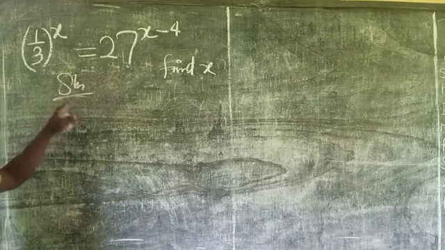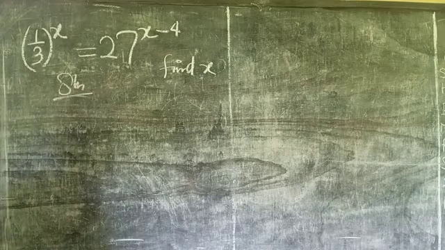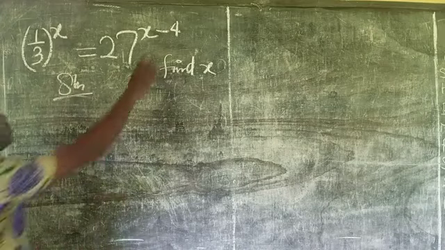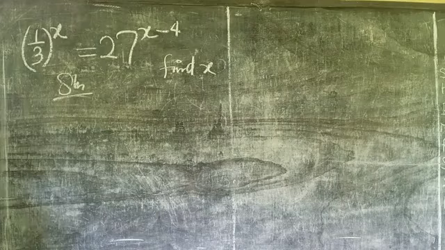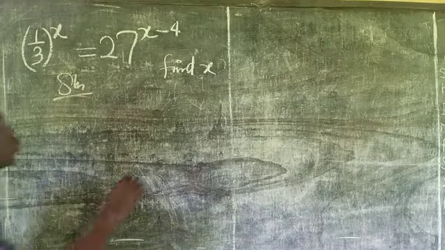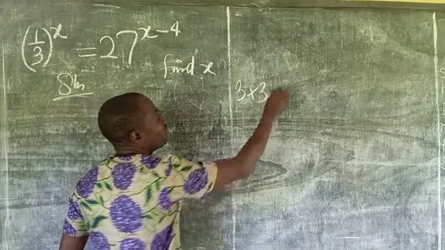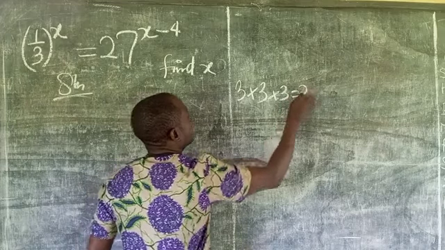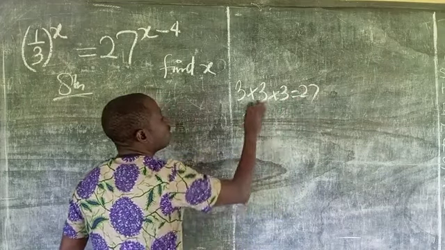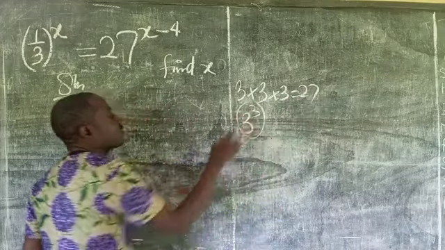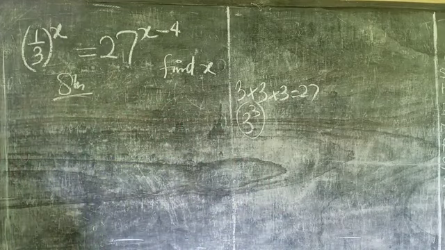27 can be rewritten in terms of 3. That is, the 27 should have a base of 3. From what we have seen, we have powers on both sides, so we can think of using the laws of indices to address this. What do I mean? If we have 3 times 3, that is 9, times 3, that will be 27. It will be 3 raised to power 3. So I'm going to write 27 in terms of 3 raised to power 3.